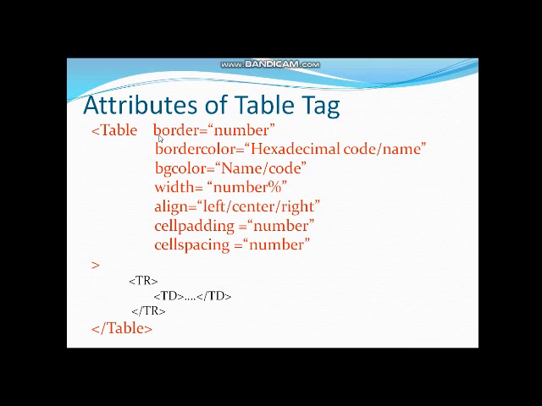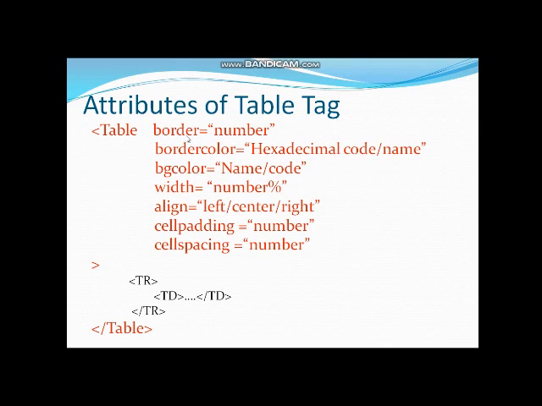Okay, now let us see how many attributes are there in table tag. So table tag, first is your border. Okay, border is equals to number. We have to write number. By default this border is 0, means if you have not written anything, no border will be visible for the table. Okay, so we have to write some number, at least 1 you can write, 2 you can write. Okay, so 1 2 3 4 you can write for the border size. So by default the border is set as 0, so no borders will be applicable if you have not written border attribute.